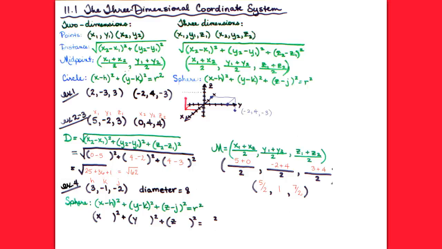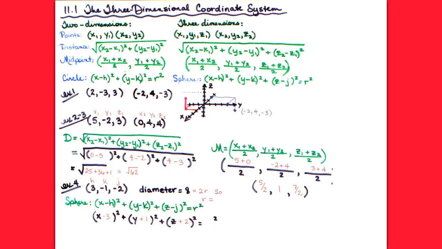All right, equation of a sphere. This was the equation that we had higher up on the page for the equation of a sphere, and we said that would be a center of h, k, j and a radius of r. So if h is 3, then we're going to come down here and say x minus h. That would just be x minus 3 squared. Then y minus what? -1, right. So y minus a -1 or y plus 1. How about z? Yeah, z minus a -2 or z plus 2.